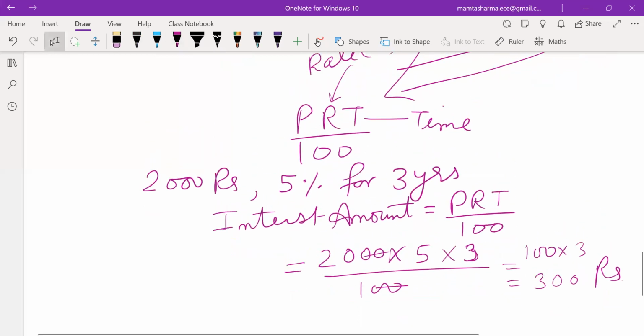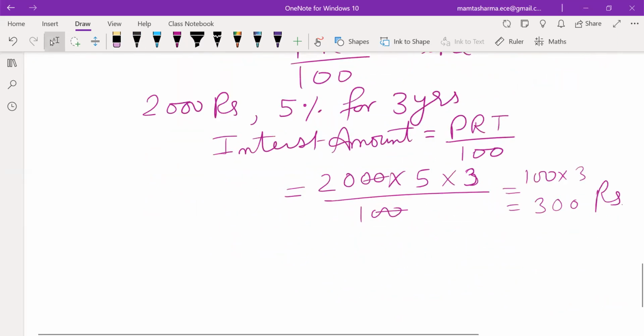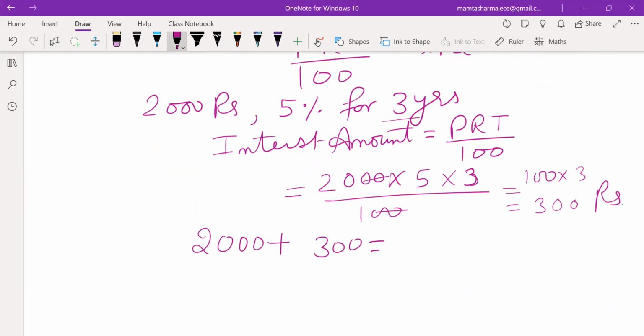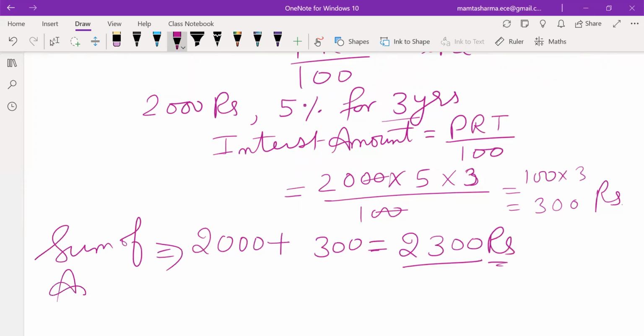So 300. Now if I ask, how much total amount or how much sum would you pay to the bank after 3 years? That amount would be principal amount plus interest amount. So after 3 years, you would pay 2,300 rupees to the bank. This is the sum of amount. Clear, Ananya? Yes, ma'am.